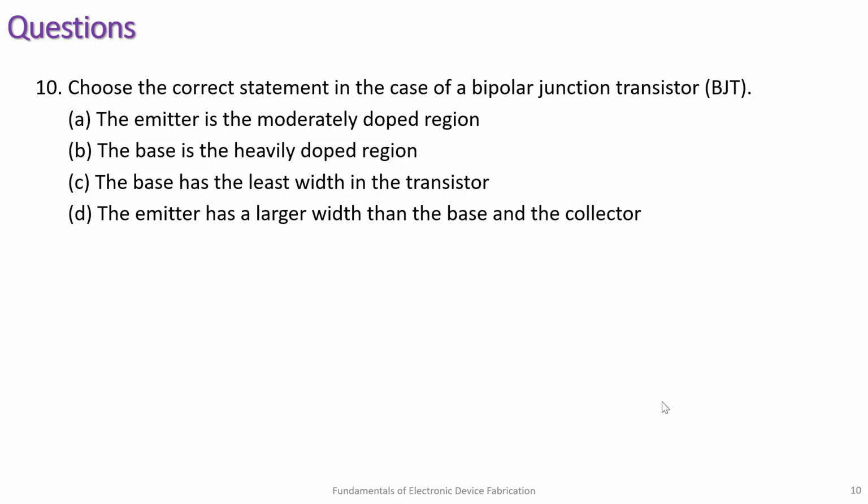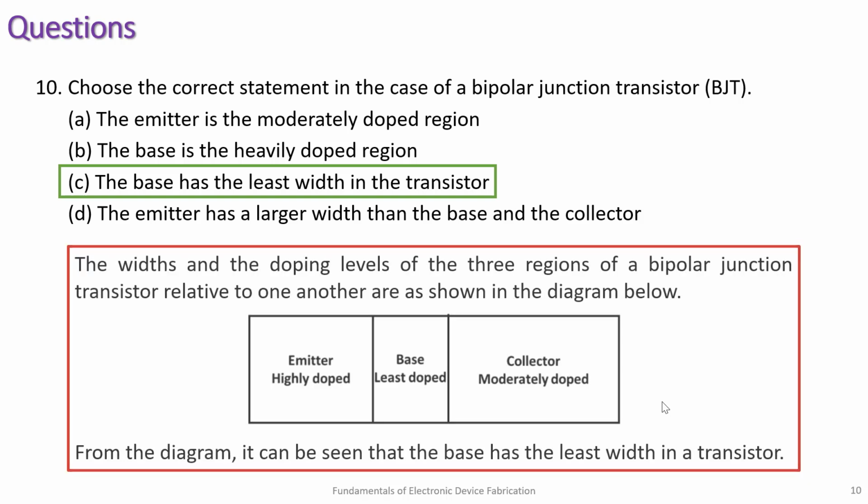Choose the correct statement in case of a BJT. Emitter is moderately doped region, base is heavily doped, the base has least width in the transistor, emitter has a larger width than base and collector. Option C. Because base should be least. Width will be very minimal so that more electrons can pass from emitter to collector. Yeah, exactly. This is how the width for the three regions will look. Emitter will be heavily doped, base will be least doped with small width, and the collector is moderately doped.